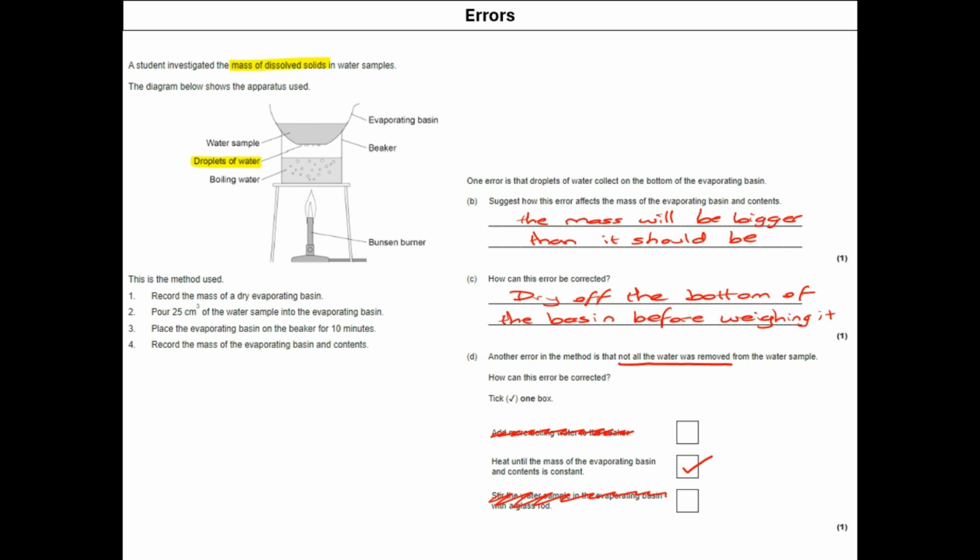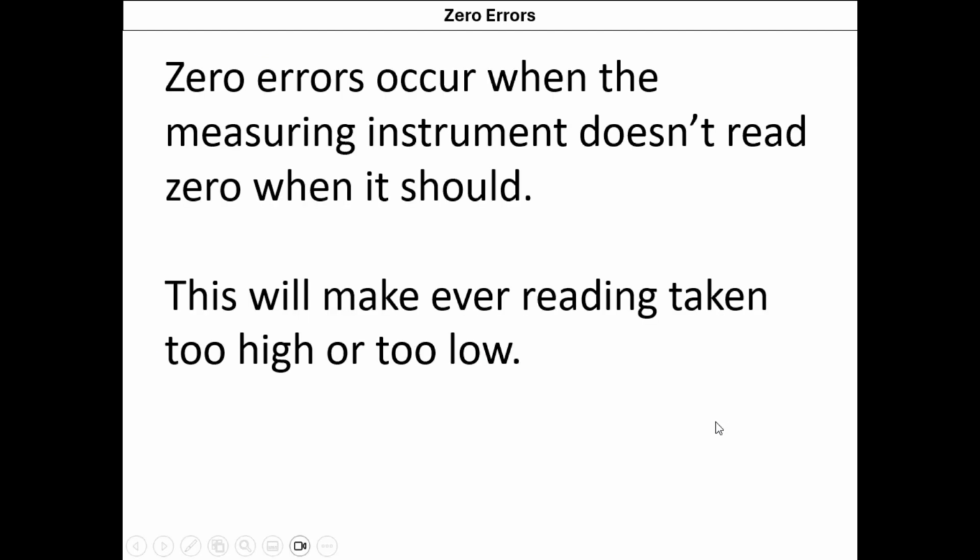Now, there is one other type of error you need to know about, and that's a zero error. Zero errors are systematic errors. So this is a type of systematic error. It would affect all your readings. Now, zero errors occur when your measuring instrument doesn't read zero when it should. It makes every reading too high or too low. So I'll show you an example.